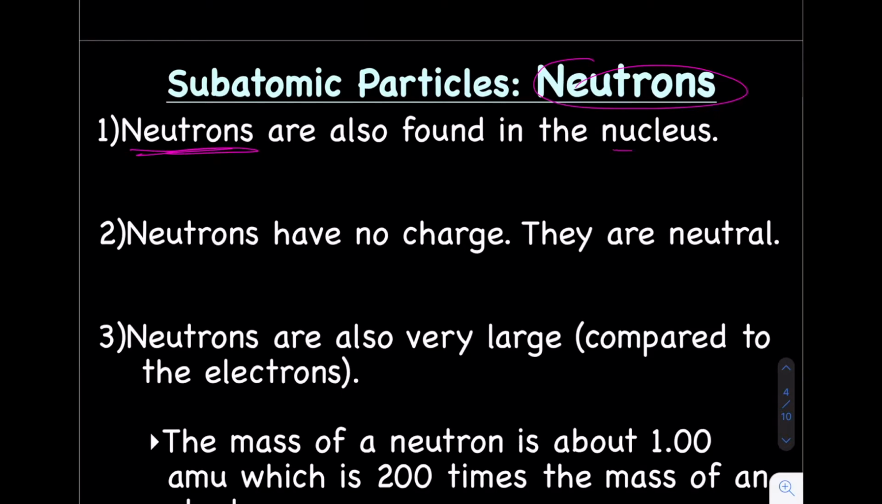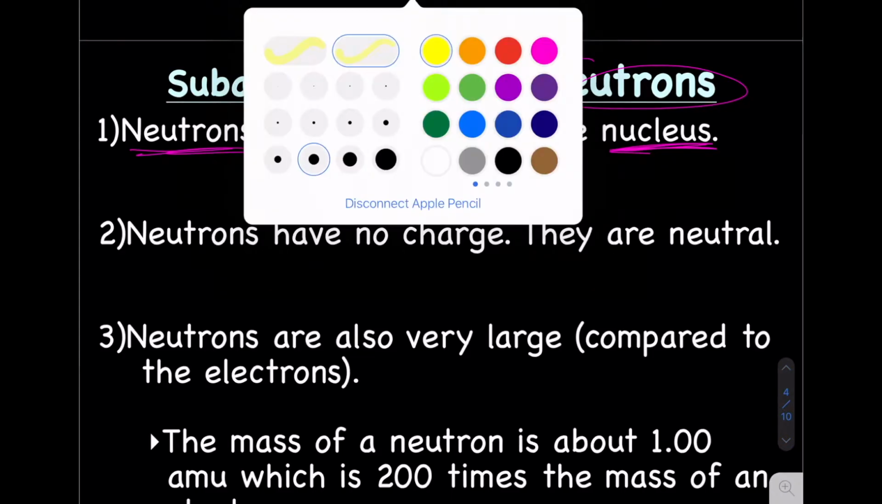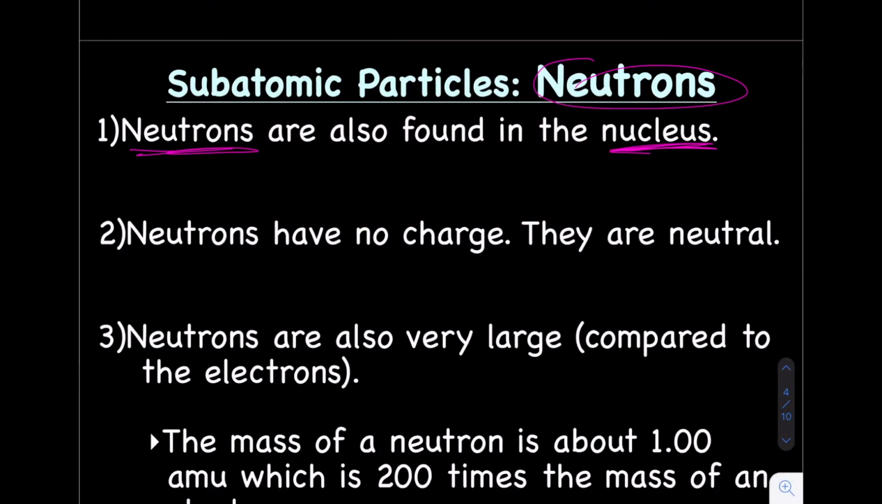Neutrons are also found in the nucleus. Neutrons have no charge, so they are neutral. Okay? And just like the protons, we also symbolize neutrons. Neutrons are N for neutrons and 0 as a superscript showing no charge.